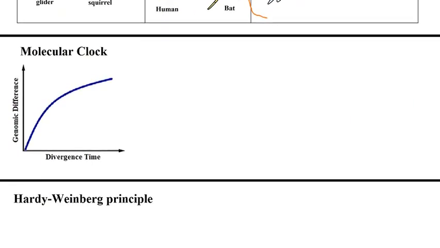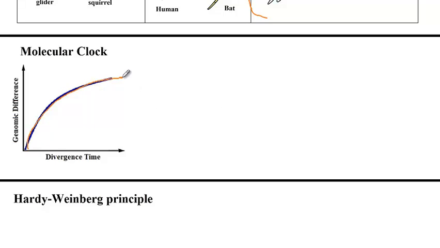Then moving on to the molecular clock. Can you tell me, based on this graph, what the molecular clock is? Based on this hypothesis, the rate of DNA or protein sequence evolution is constant over time. So if proteins are evolving at a constant rate, we can estimate, based on the differences in protein structure of different species, how long ago these two species separated from each other. Here you can see that the genomic difference increases over time. So if we see two species that have a very similar protein structure, that tells us it hasn't been long, maybe 1 million years ago, since these two species separated from each other.